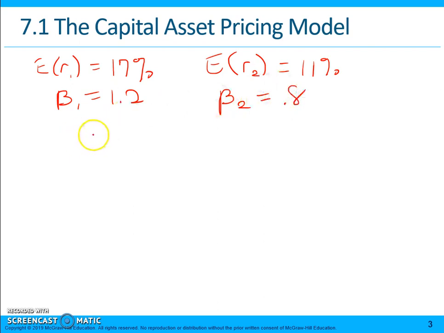So beta tells you how the return on that asset moves or is correlated with the market. A stock with a beta higher than 1 should have an expected return greater than the market return. In this case, our expected return on the market is 14%, and the risk-free rate is 6%.